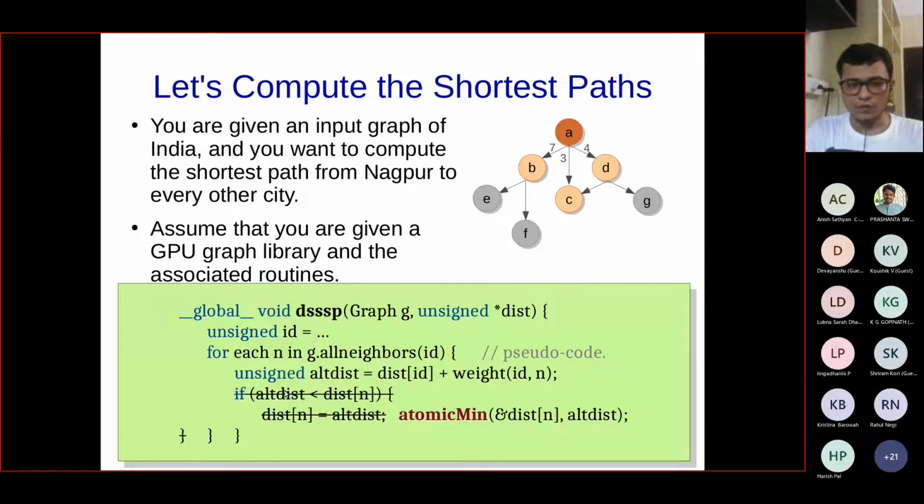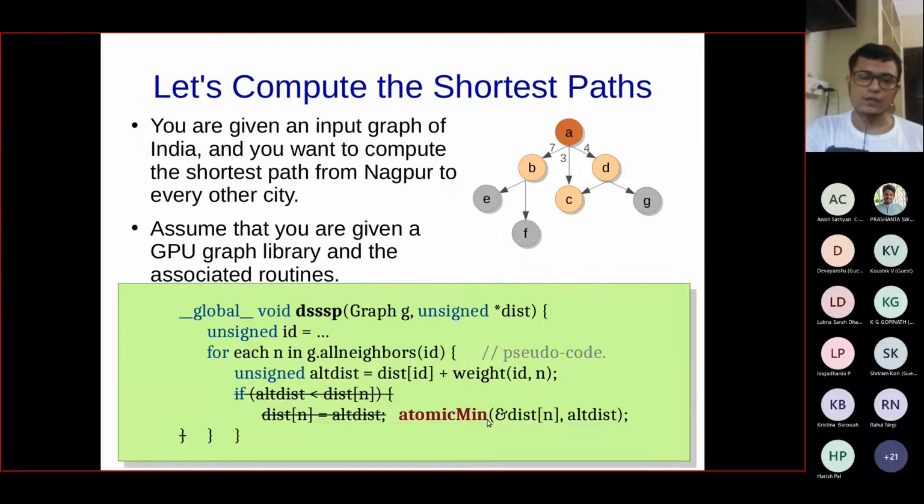For that we need to see what kind of operation we are doing. Essentially, the operation that we are doing here is finding the minimum, right? We are checking if the alternate distance is less than the current distance of a neighbor of a particular node. If that alternate distance is less, then we update it, and that is exactly the minimum operation, right? So we are interested in checking if the alternate distance is less than the distance present in dist of n, and if that is the case, then we update dist of n.